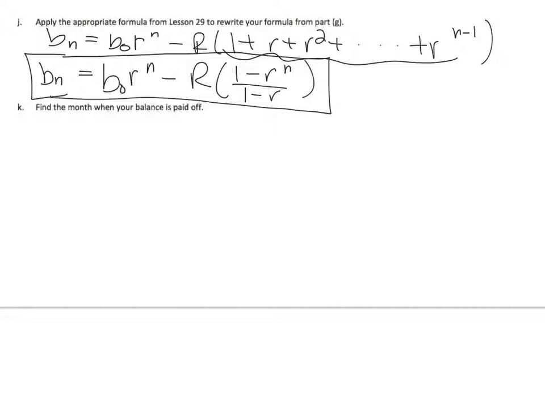Cool? Whew. All right. So if we are trying to find the month when our balance is going to get paid off, I'm trying to solve this. Well, our balance is paid off when B sub n equals 0, right? Because we are paying off a credit card, we're paying it off per month. When the left side of the equal sign equals 0, that means we don't have anything else to pay off, right? So this is going to take some math to figure out. But basically we're trying to find when B sub n equals 0. I wrote that wrong. B sub n equals 0.